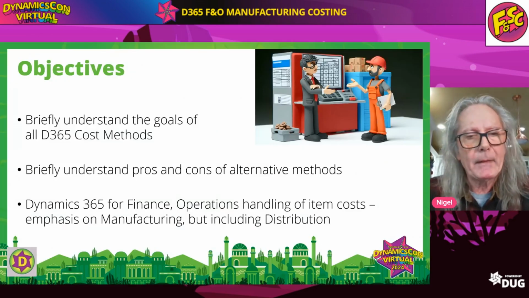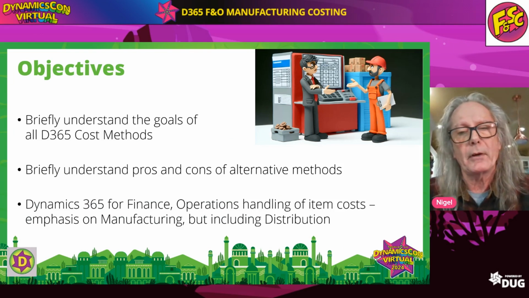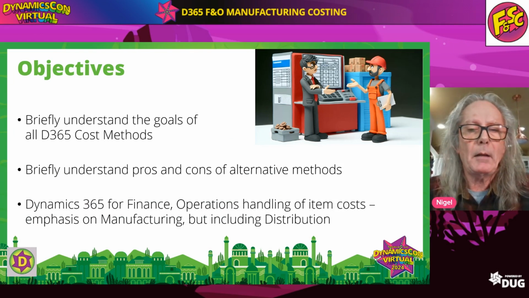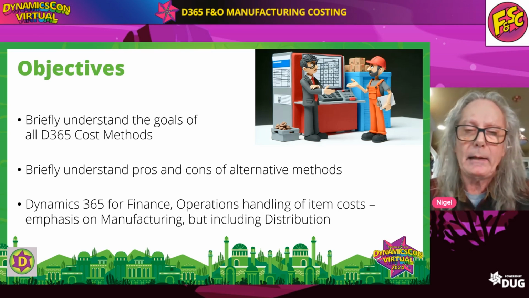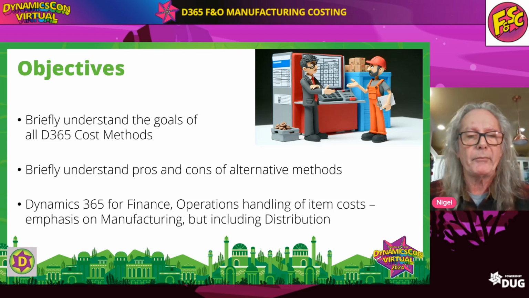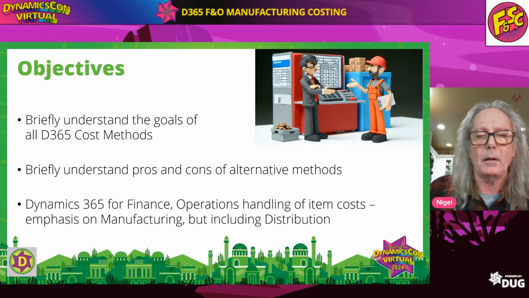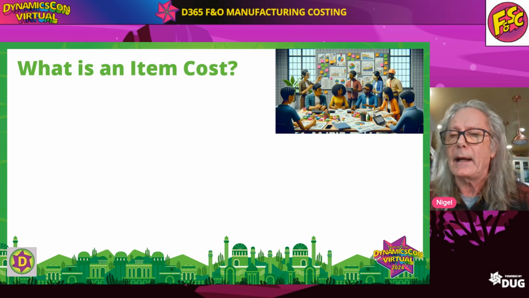Here are our objectives today. We want to understand the goals of Dynamics 365 supply chain cost methods, briefly understand the pros and cons of the different methods that are available to us, and then talk about just the handling of item costs, with an emphasis on manufacturing, but including distribution. Now, clearly, if you were dealing with distribution costs, we are not dealing with routings and BOMs, but we are dealing with costs. So the first question is, what is an item cost?